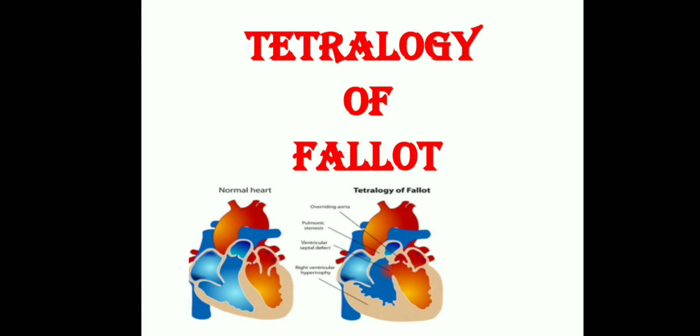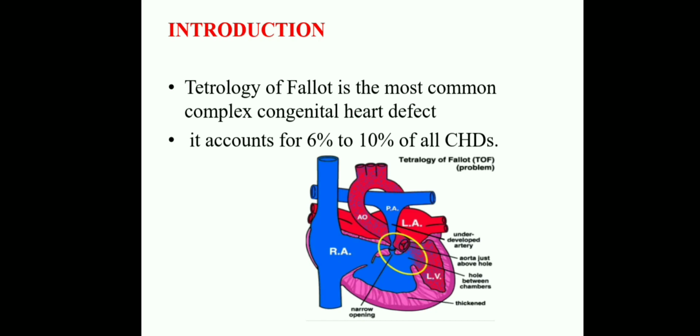The child has these 4 conditions because of decreased pulmonary blood flow. So the child suffers with cyanotic conditions. This is the right to left shunt condition. This is about tetralogy of Fallot. All of you clear? The child suffers with the 4 conditions in tetralogy of Fallot: pulmonary stenosis, ventricular septal defect, overriding of the aorta, and right ventricular hypertrophy. All of you clear?